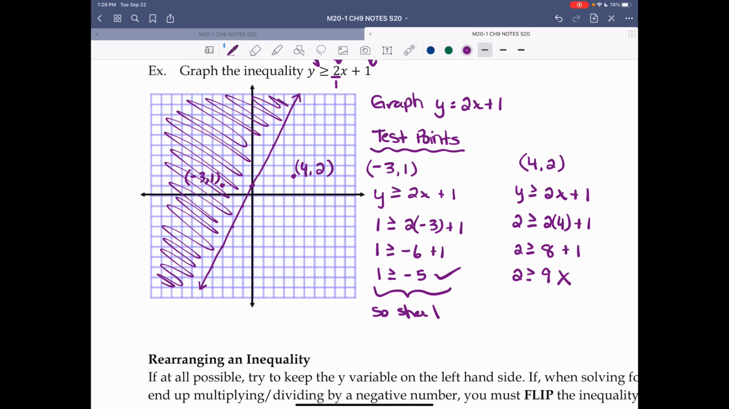So shade the side that -3, 1 is on. In this case, above or left.